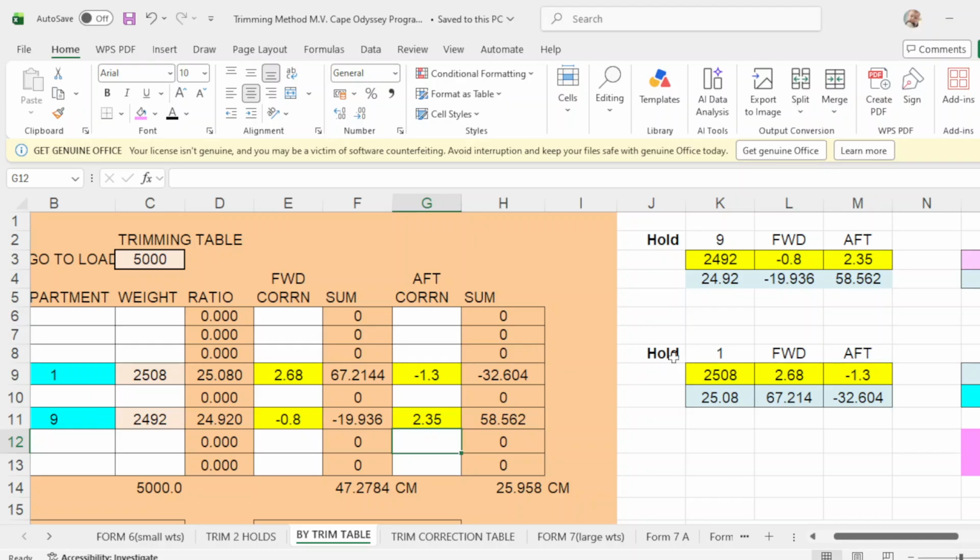Hold 1: the load is 2508, correction 268, and negative 1.39. Hold 9: 2492, forward is negative 0.8 and 2.35. Okay, so what we do is load first in number 9 so that we have a good trim. After loading number 9, you will load number 1 to reduce the trim.